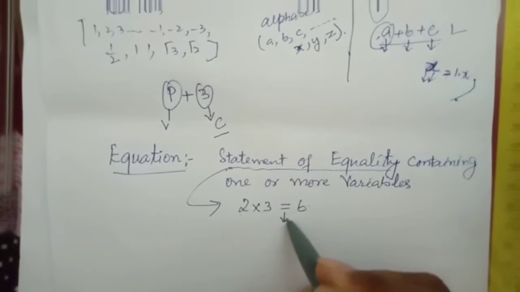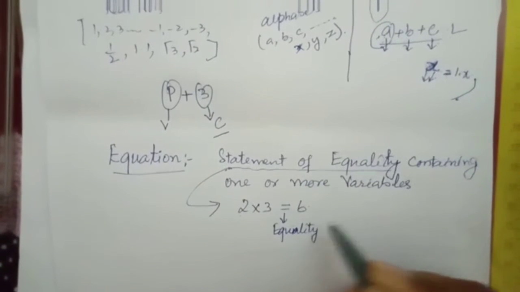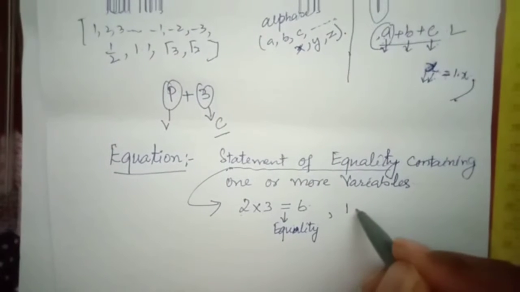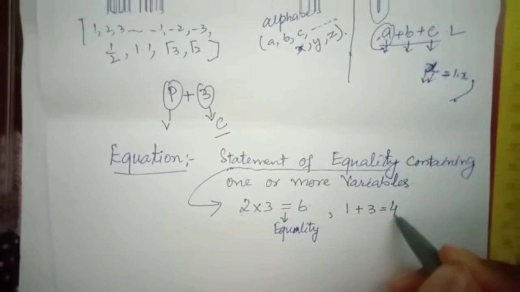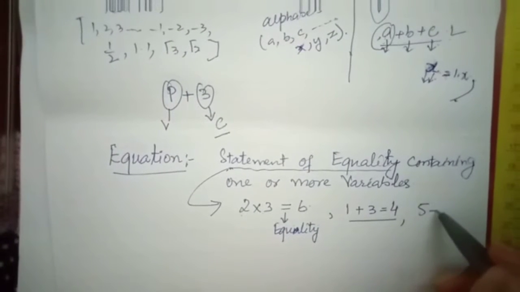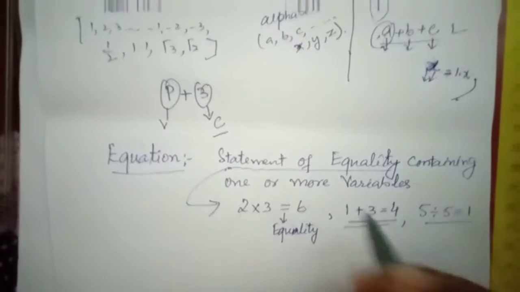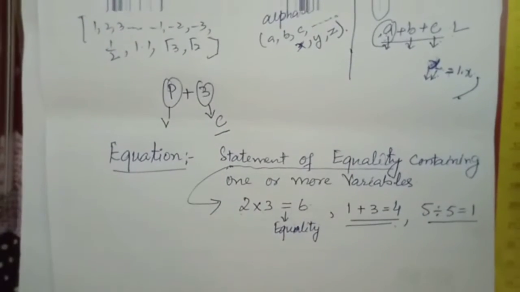This equality sign is here. It makes the whole statement a statement of equality. Similarly, if I write 1 plus 3 equals 4, this is a statement of equality. If I write 5 divided by 5 is equal to 1, this makes it a statement of equality. So this was about the statement of equality.